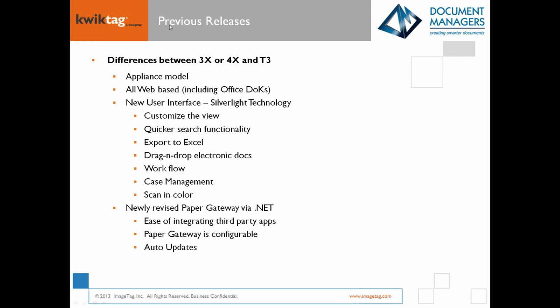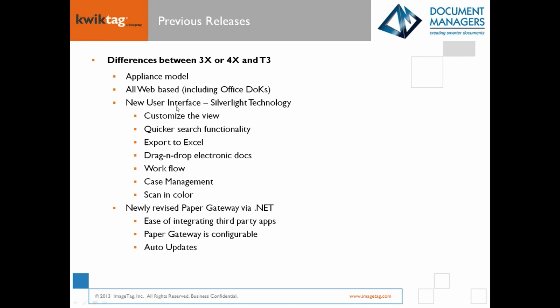One other thing is that if you're on a 4X version of QuikTag, you are already on an appliance model, so it pretty much stays the same. Now, one thing about QuikTag is that it's all web-based now, and that includes Office Docs. Office Docs is the feature that allows you to put electronic documents into QuikTag. We've been wanting to make QuikTag all web-based so that the IT department does not have to install anything out at the clients or the desktops. That's what we've been trying to get at for many years.